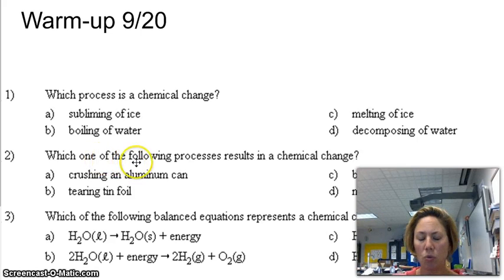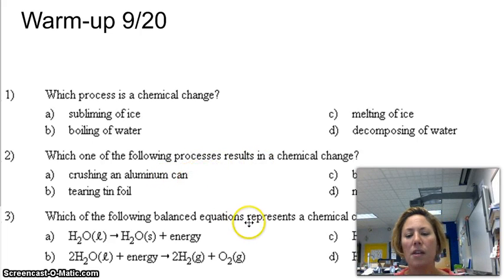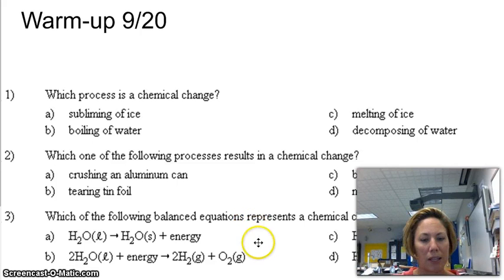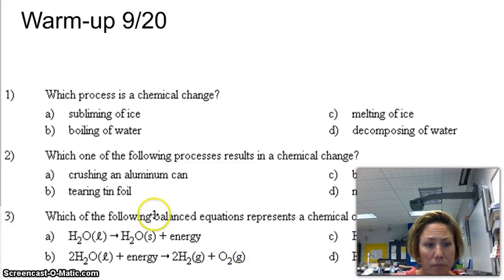Question number 2, which of the following processes results in a chemical change? Again, write down the question, and then write down the letter and the answer associated with your choice, and then do the same for question number 3. If you need to pause the video now to answer those questions, feel free to do so. I'm going to move on to the next section, that way this video is not too long and we can load it a little bit faster.